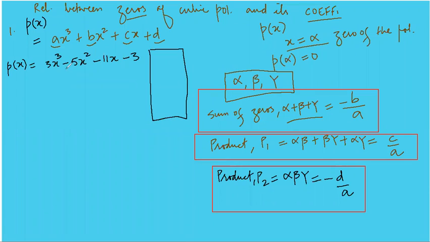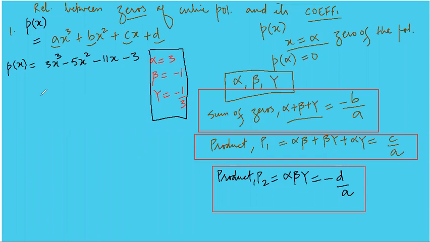How? You can put different values of x, maybe 0, maybe 1, maybe -1, maybe -2, and see when this polynomial becomes 0, and then 1, 2, 3. Similar way, you can find out the zeros of the polynomial. But here in this case, I know the polynomial. I know the zeros. The first zero alpha is equal to 3, the second zero is equal to -1, and the third zero is equal to -1 by 3. All right.